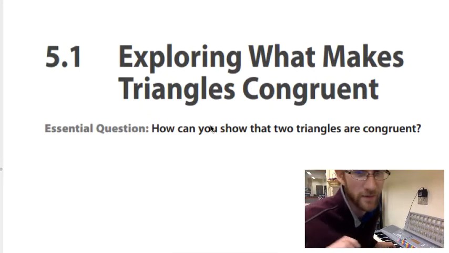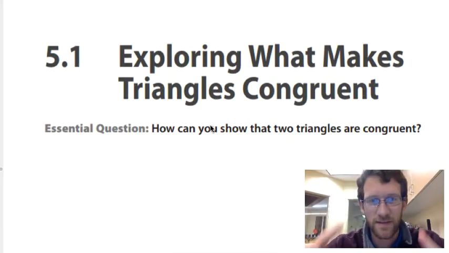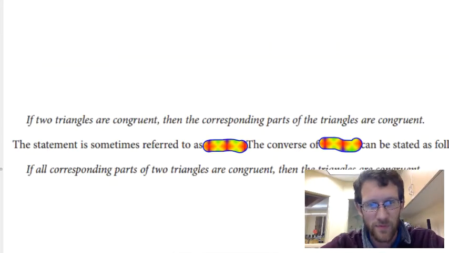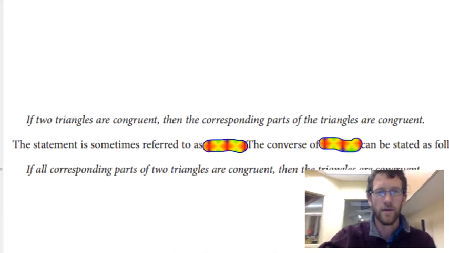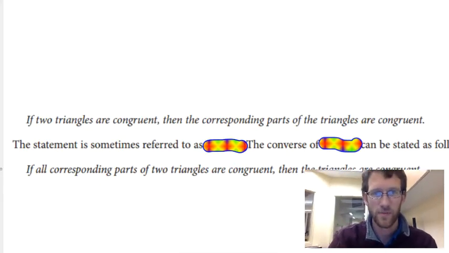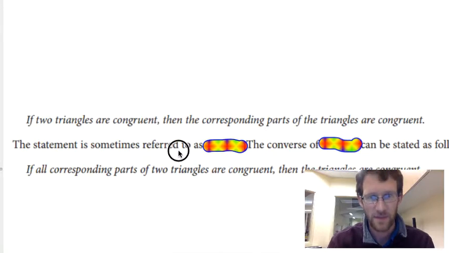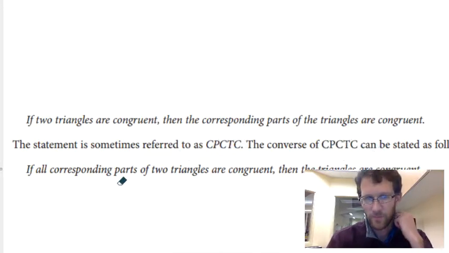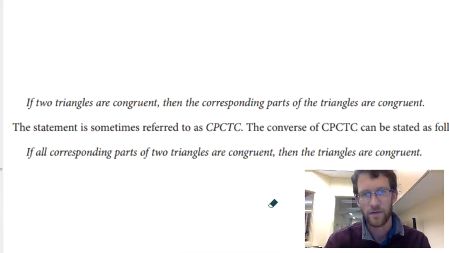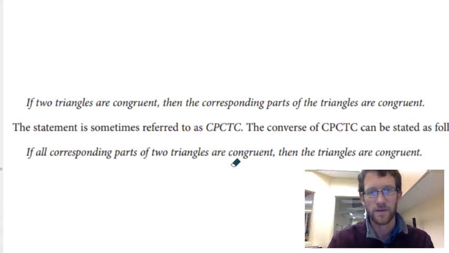Triangle man. So we have two triangles. We have to determine if they're congruent. And we know from before that corresponding parts of congruent triangles are congruent. And so we can actually say the converse of that statement is also true: that if all corresponding parts of two triangles are congruent, then the two triangles are congruent. Because the converse is true.